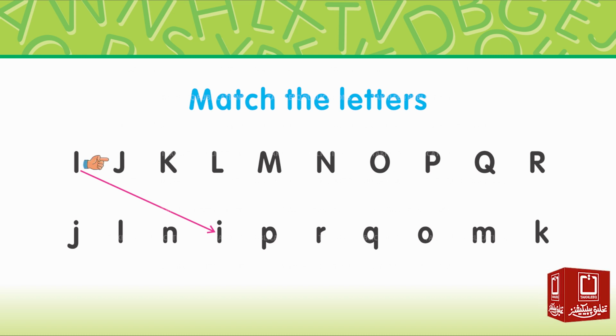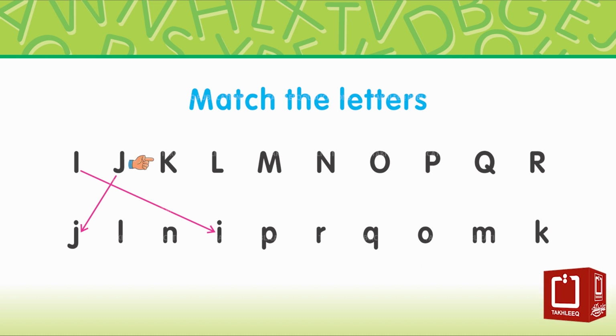This is capital letter J. There is first small letter J in the second row. Yes, this is small letter J. So we match capital letter J with small letter J.